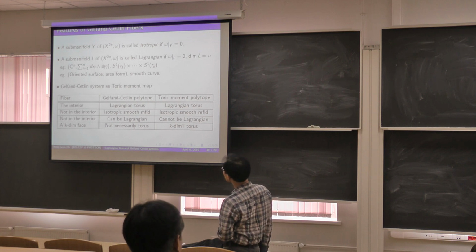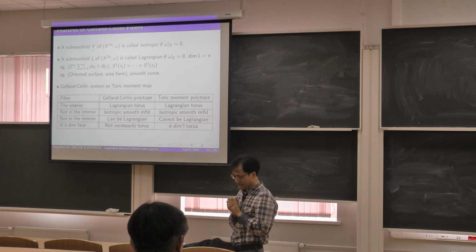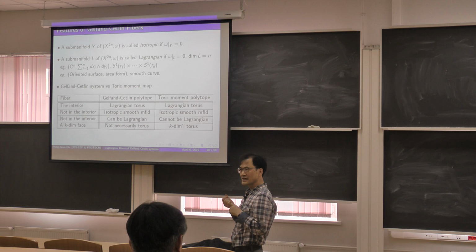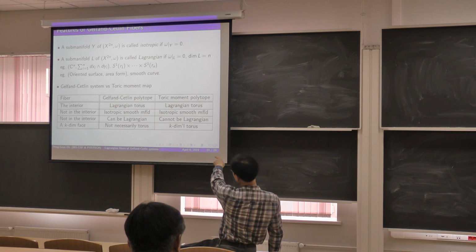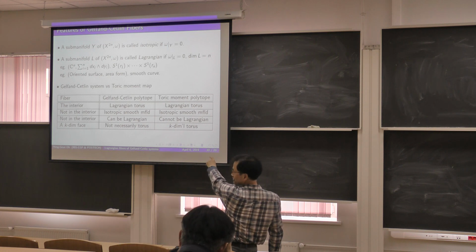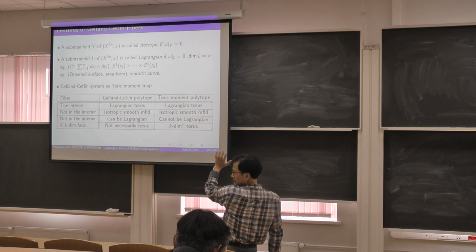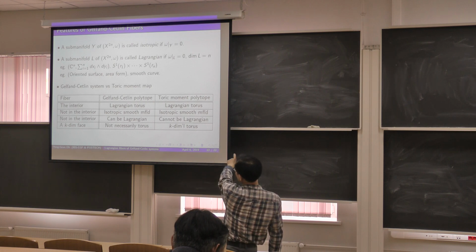Okay, so this is a summary of the difference between the Gelfand Cetlin polytope and the toric moment polytope. In the interior, it turns out, this is a general fact for any completely integrable system: the preimage of the regular values is always a torus. This is a general theorem. The first line just states that general fact. So the Gelfand Cetlin polytope, as I say, is a completely integrable system, and over the interior of this polytope, this is smooth. So the preimage should be a Lagrangian torus.